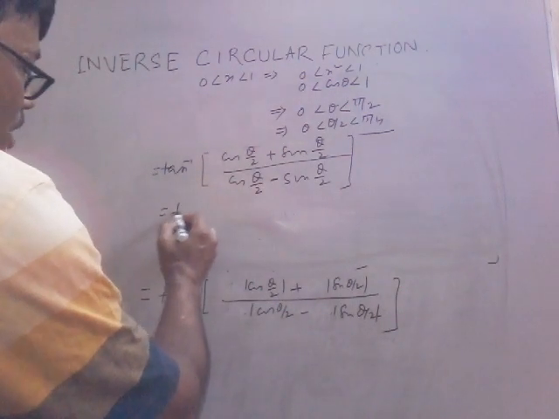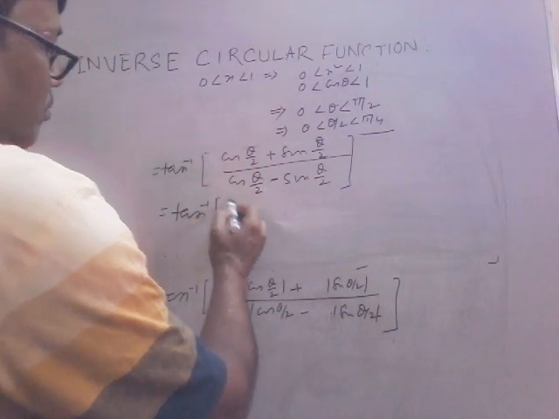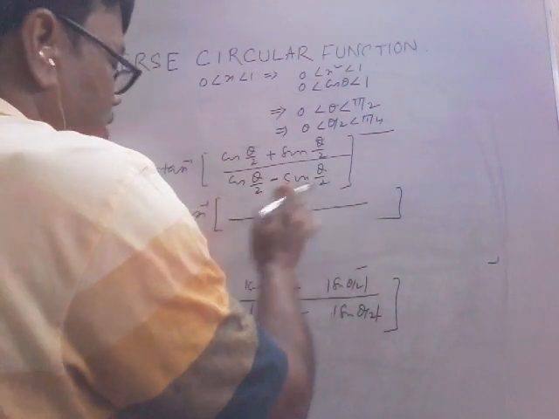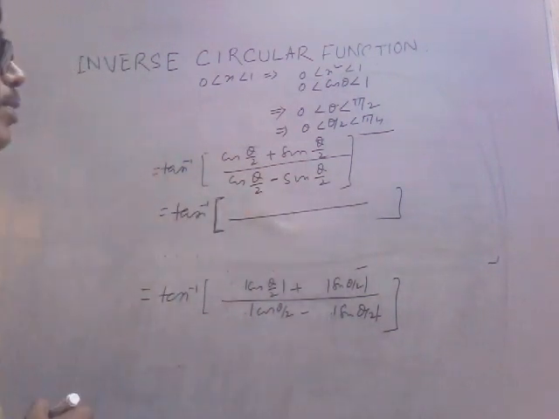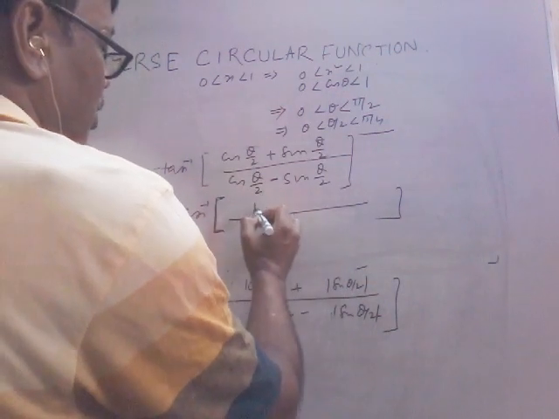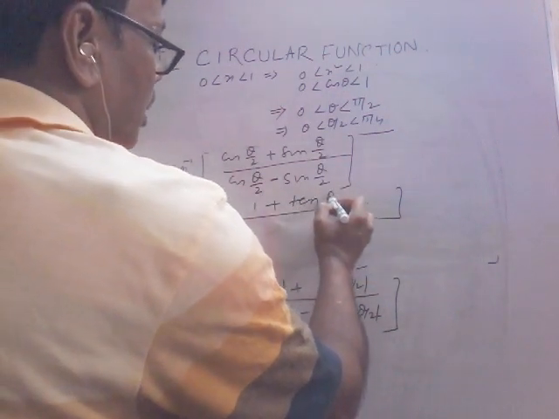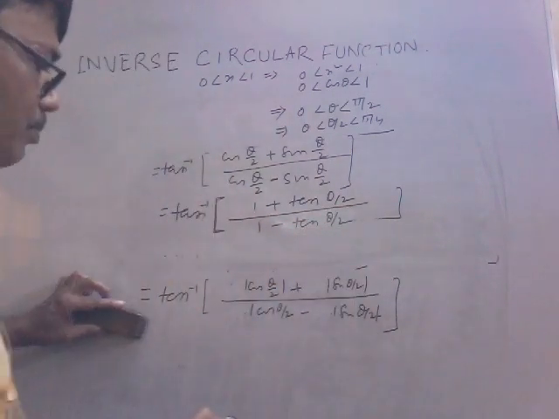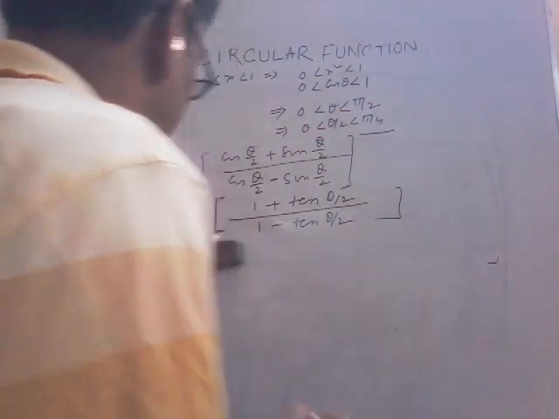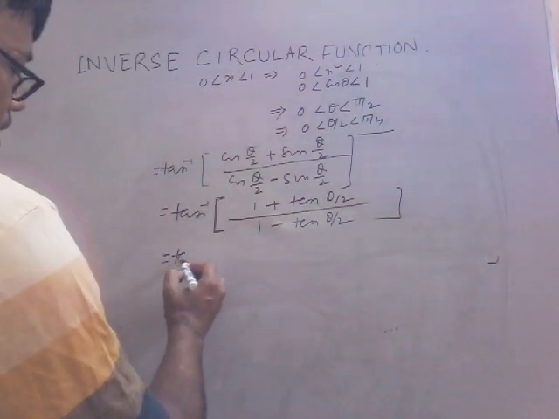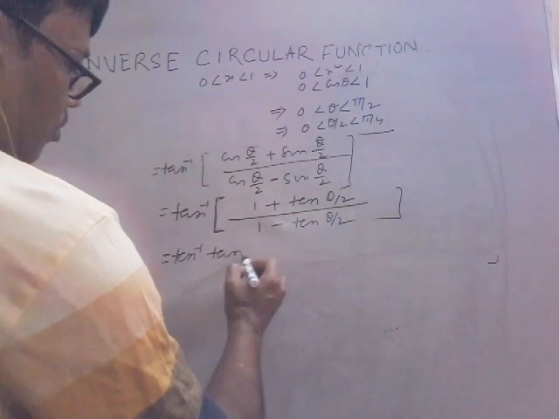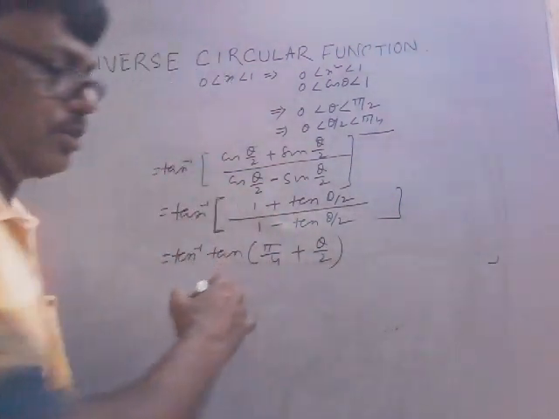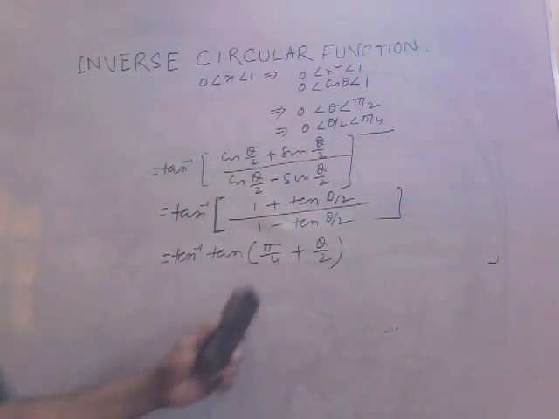Now since the argument should be in terms of tan, inside the bracket you have to put it in terms of tan, so divide throughout by cos theta by 2: 1 plus tan theta by 2 over 1 minus tan theta by 2. So this is a well known formula, you know. This one is tan inverse tan of, omitting one step, pi by 4 plus theta by 2.